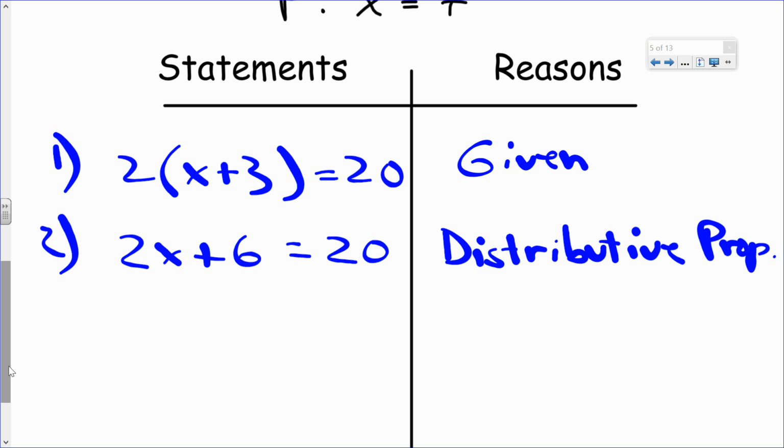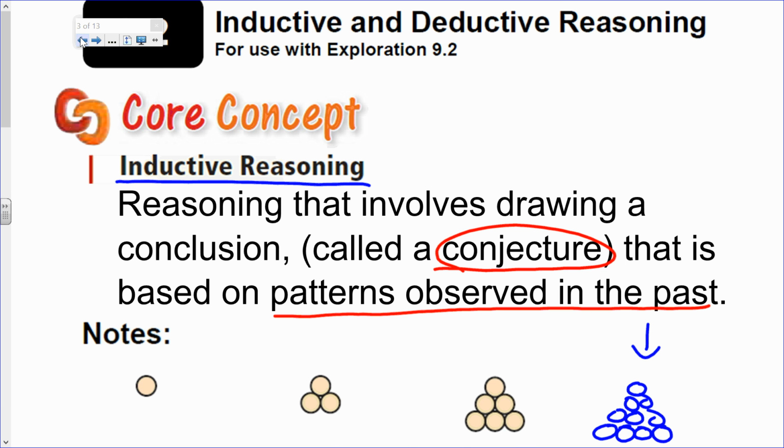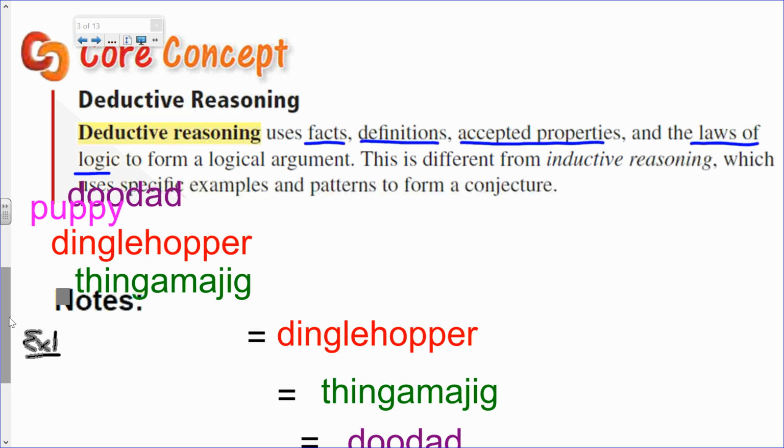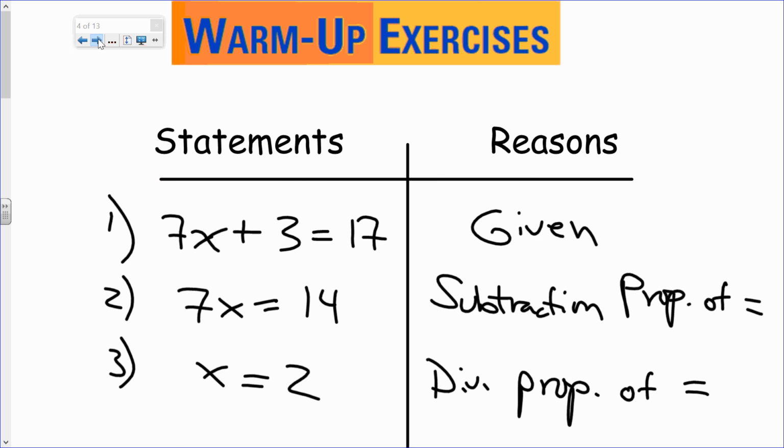Remember, think of what deductive logic means. Let me go back to the definition of deductive logic real quick. Deductive reasoning uses facts, definitions, and accepted properties. We just use the distributive property, so we're okay. Laws and properties are good to go. Let's keep going.